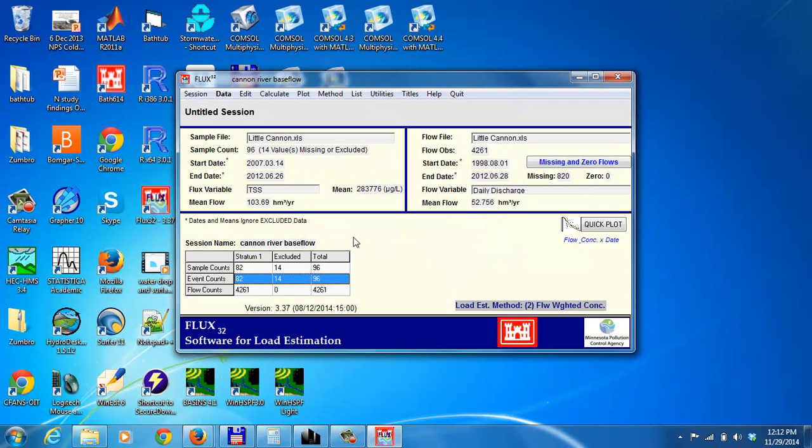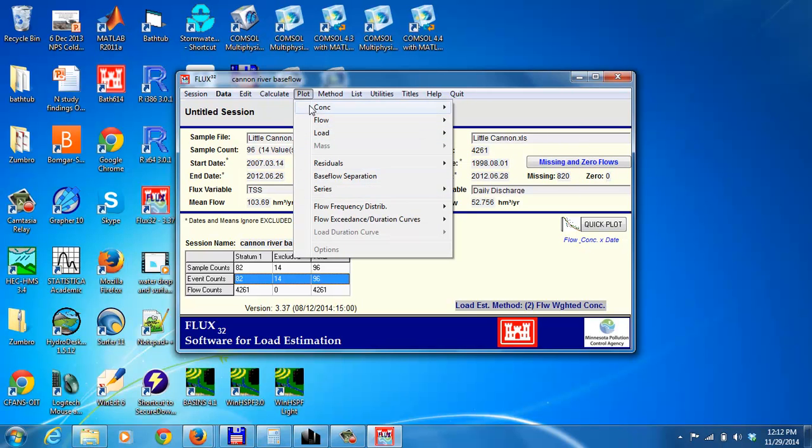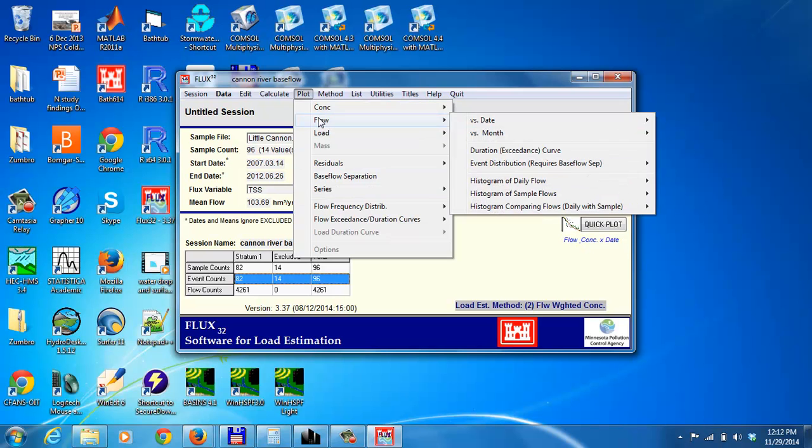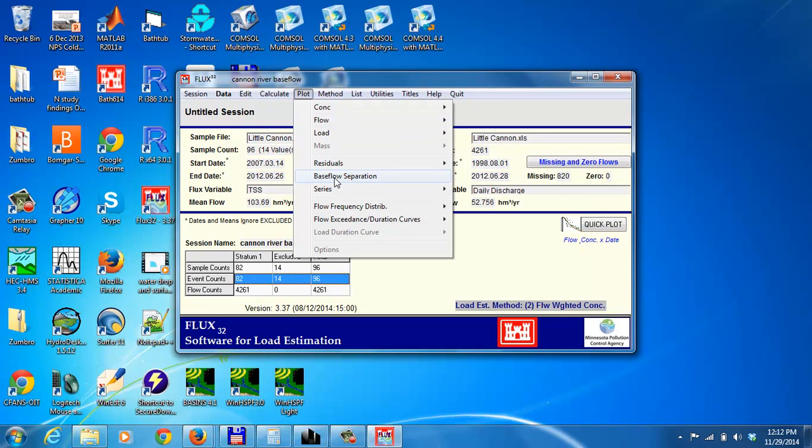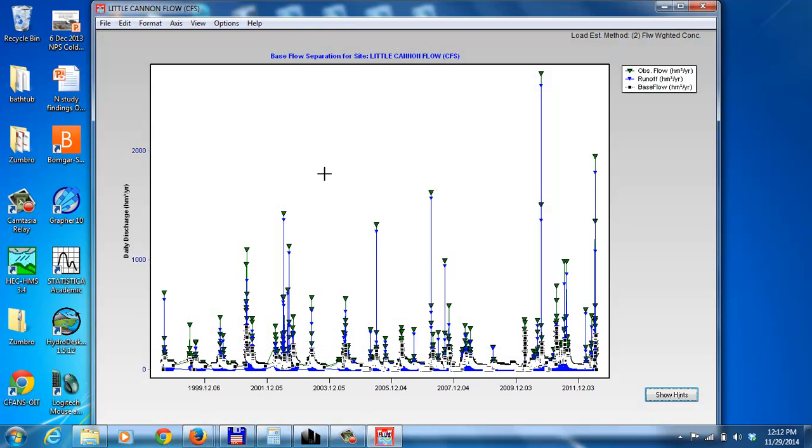Doing that and saying OK, it's already done the baseflow separation. We can then do a plot, and here I'm going to plot the baseflow separation, and I get a hydrograph like this. The upside down green triangles are the observed flow, the upside down blue triangles are the direct runoff, and the small black squares are the baseflow values. These all have units of million cubic meters per year. So if we want cubic feet per second, we have to convert to cubic feet, and then of course to seconds.